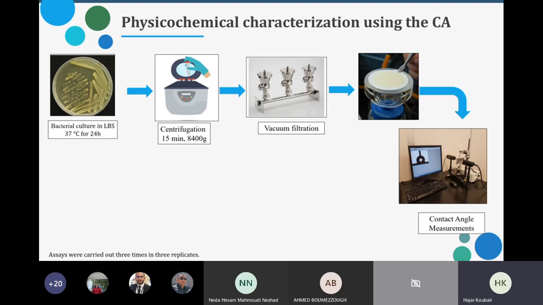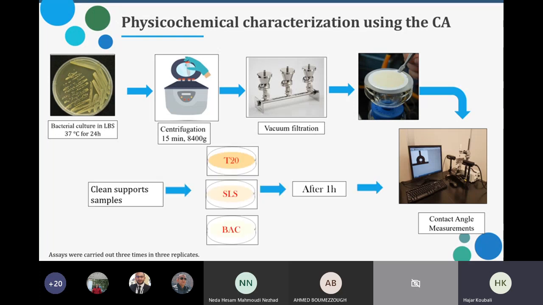As for the four materials, the clean supports, glass, polyethylene, polystyrene, and the stainless steel, they were soaked into a petri dish containing one of the three surfactants for 3 hours at 25 degrees. After the contact time, the physical chemical properties were determined using the contact angle measurements. The components of the surface energy were determined by employing Young's equation, and the surface hydrophobicity was evaluated through contact angle measurements and by the approach of Van Oss.